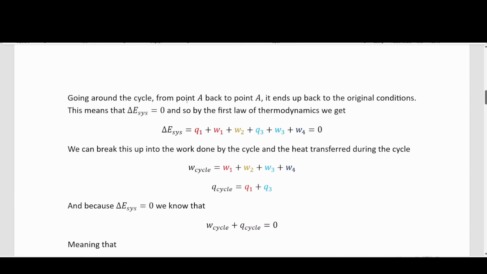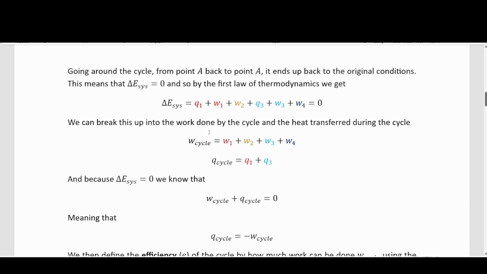Going around the cycle from point A back to point A, it ends up back at the original conditions. This means that the change in internal energy is equal to 0, and so by the first law of thermodynamics, we can add up all of these things: the heat and work for step 1, the work for step 2, the heat and work for step 3, and the work for step 4. If we add them all up, we get 0.